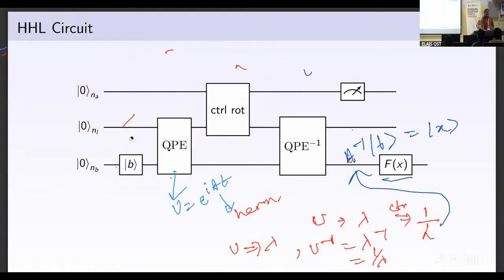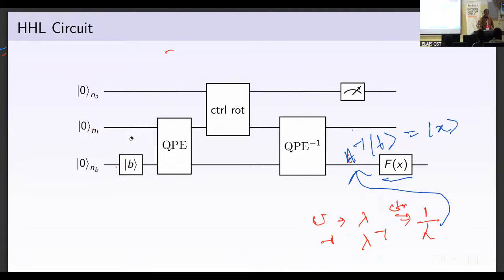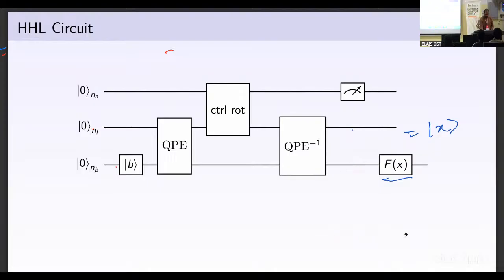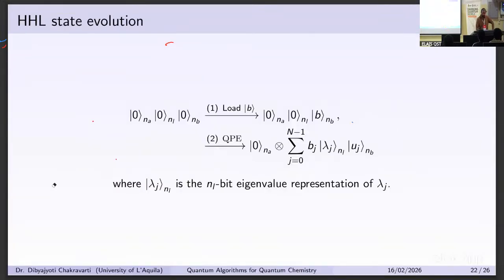The steps are really simple. We just exponentiate the Hermitian matrix to get a unitary. We get its eigenvalues, we invert the eigenvalues, we again do an inverse QPE, and we get the A inverse matrix and apply it on the state B. So the same thing, it's just shown in a mathematical way.